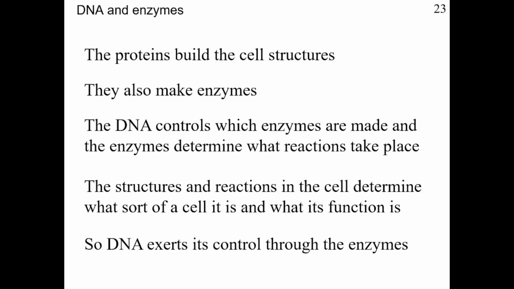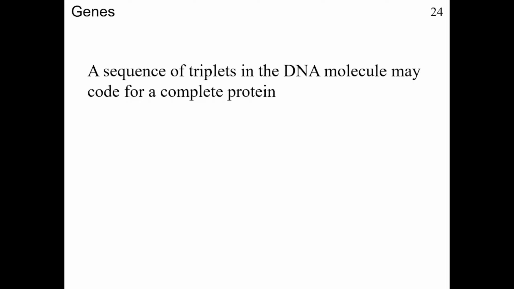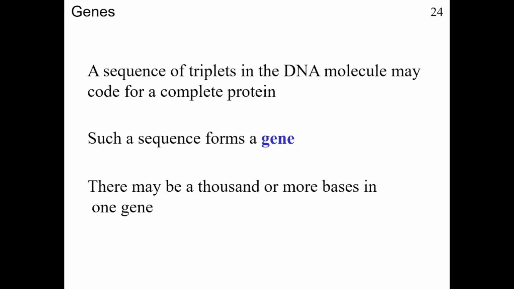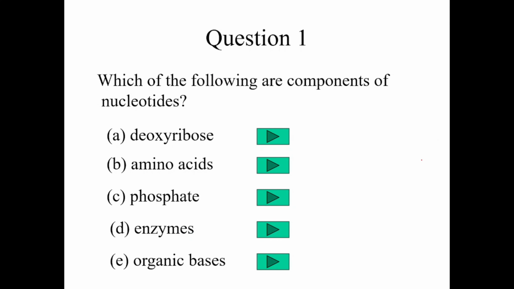Hope you will be familiar with these words. Genes. A sequence of triplets in the DNA molecule may code for a complete protein. Such a sequence forms a gene. There may be 1,000 or more bases in one gene. Let's say this is a DNA strand. There may be 1,000 or more bases, and this sequence will be known as a gene.